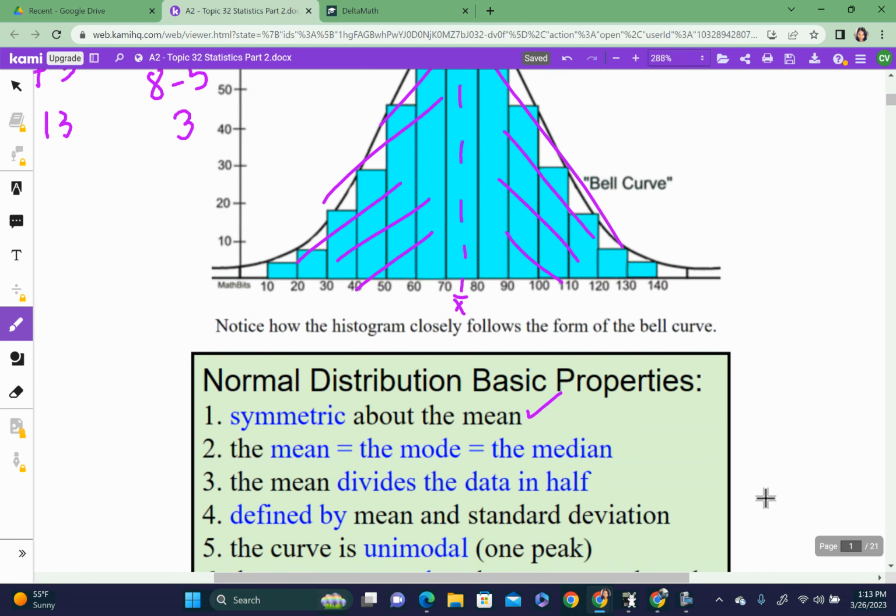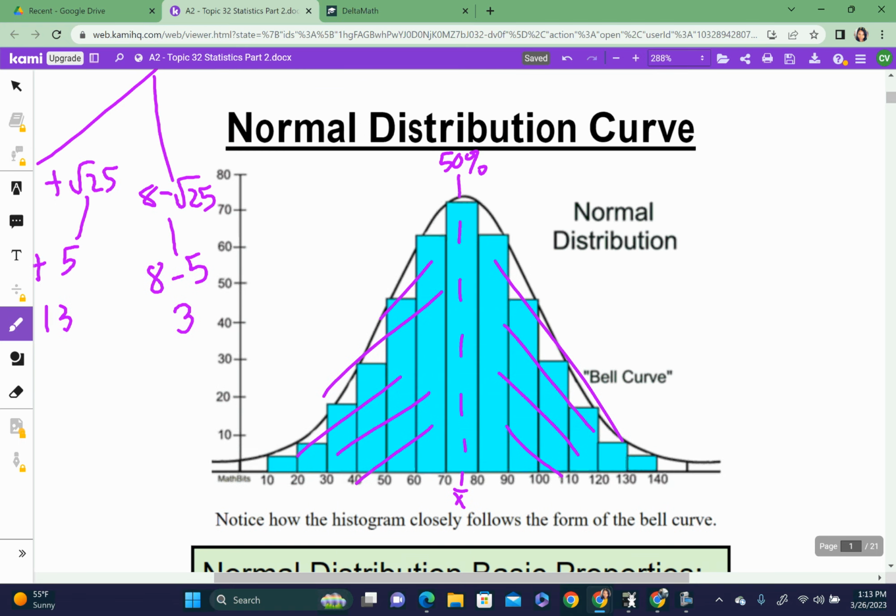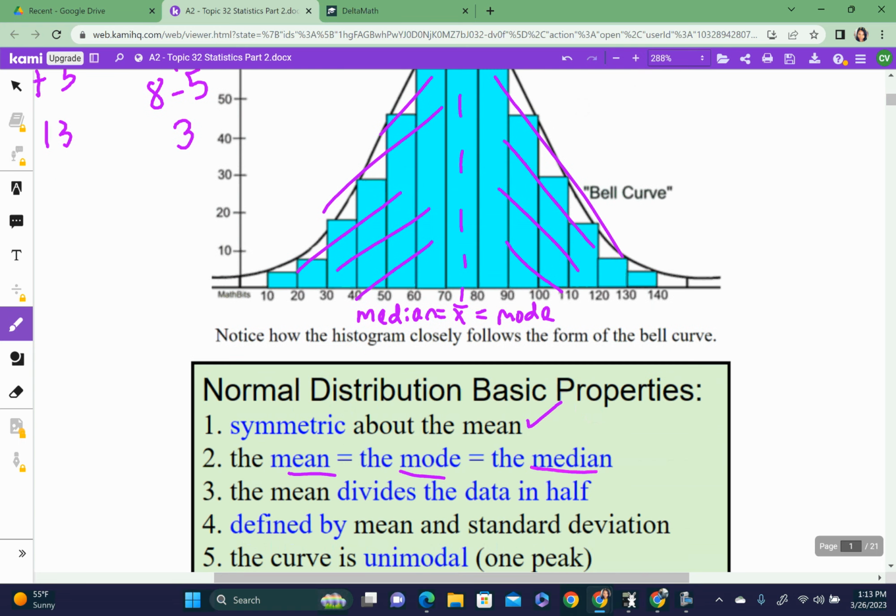Other things you need to know: the mean, the mode, and the median with a normal distribution curve are all the same thing. Just to refresh your memory, the mode is the number that appears the most. You should write that down if you didn't know this. Median is the number that's in the middle. So in a normal distribution curve, the mean, the median, and the mode are all the same, okay? So that's basic property number 2. The mean divides the data in half, right? We kind of talked about that already.